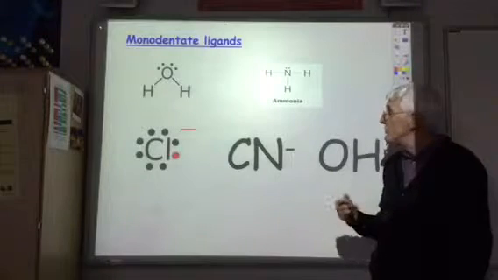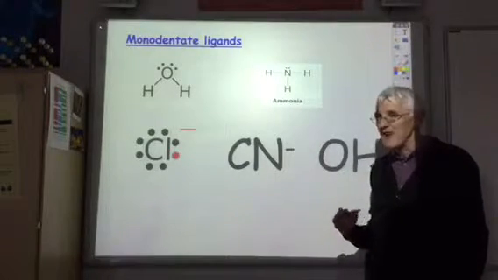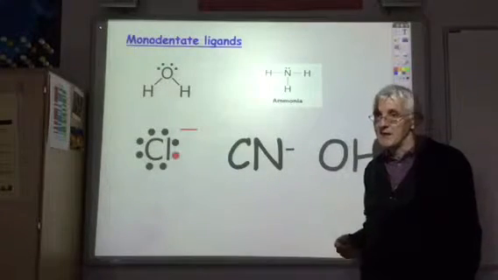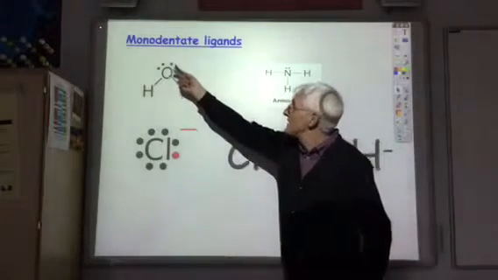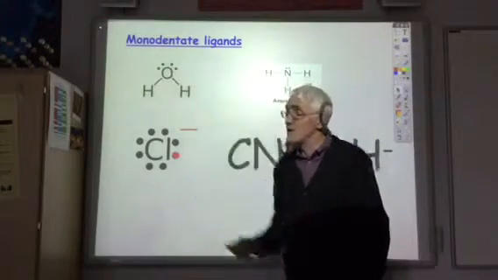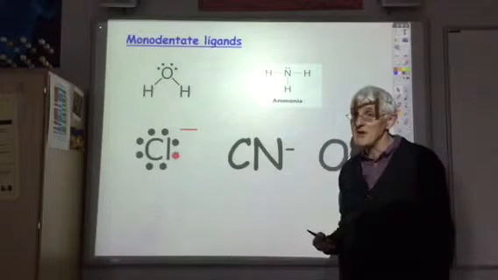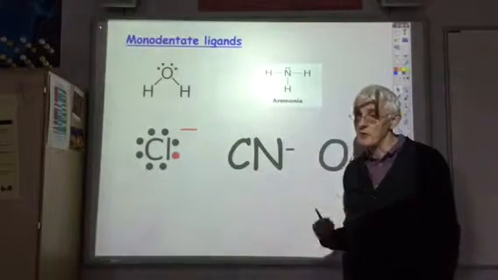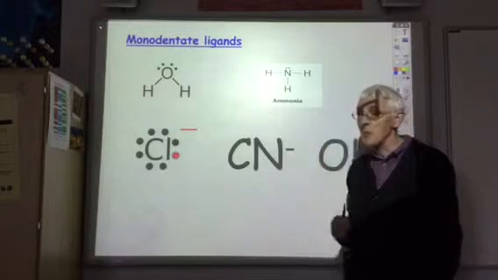You should remember these 5 monodentate ligands, because it's very hard to actually work out from first principles whether something will be monodentate or bidentate. Take water for example, it's got 2 non-bonding electron pairs, so it would not be unreasonable to imagine it could form 2 dative bonds, but it doesn't, it only forms 1. So just remember these 5 ligands as being monodentate.